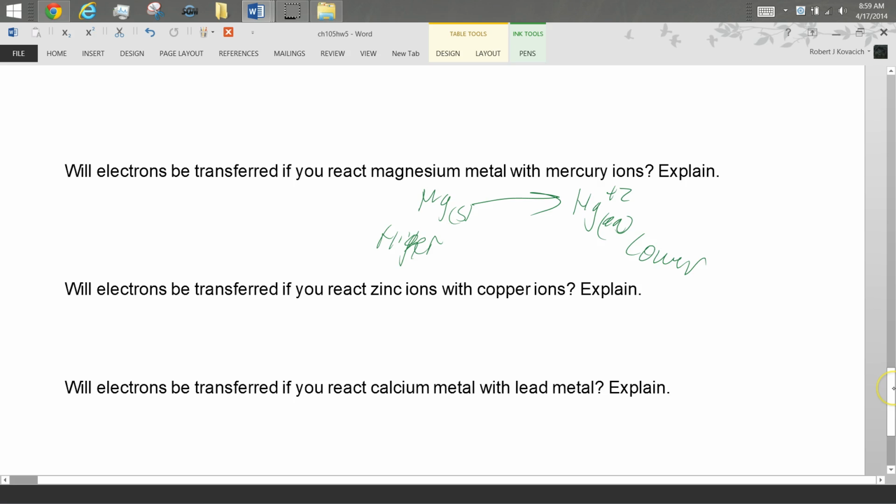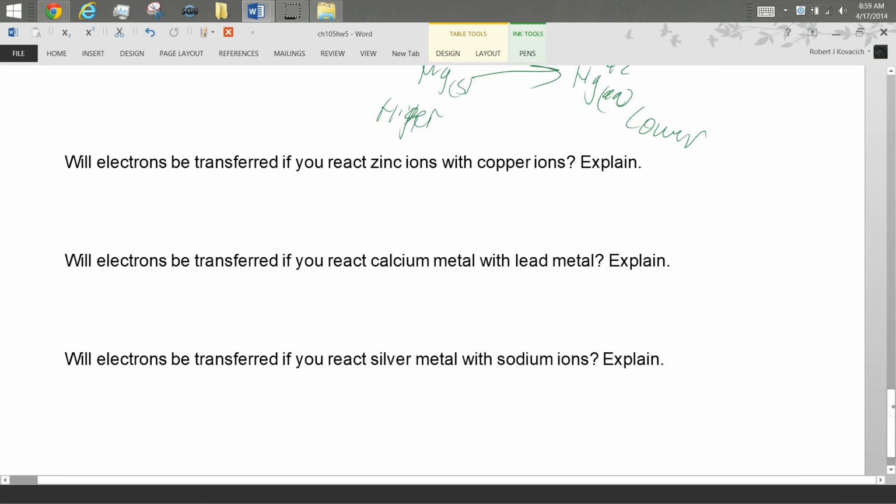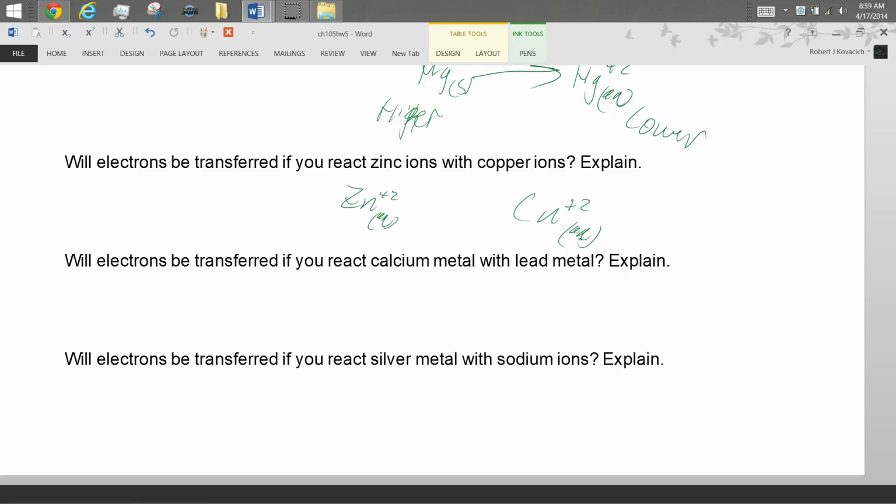All right, so will electrons be transferred with zinc and copper? So I've got zinc, aqueous, and I've got copper, aqueous. So are there going to be any electrons transferred? Copper's lower on the list, so is zinc going to give its electrons to copper? It can't. It doesn't have any electrons, right? See its charge is +2? That's it. It already gave them away.